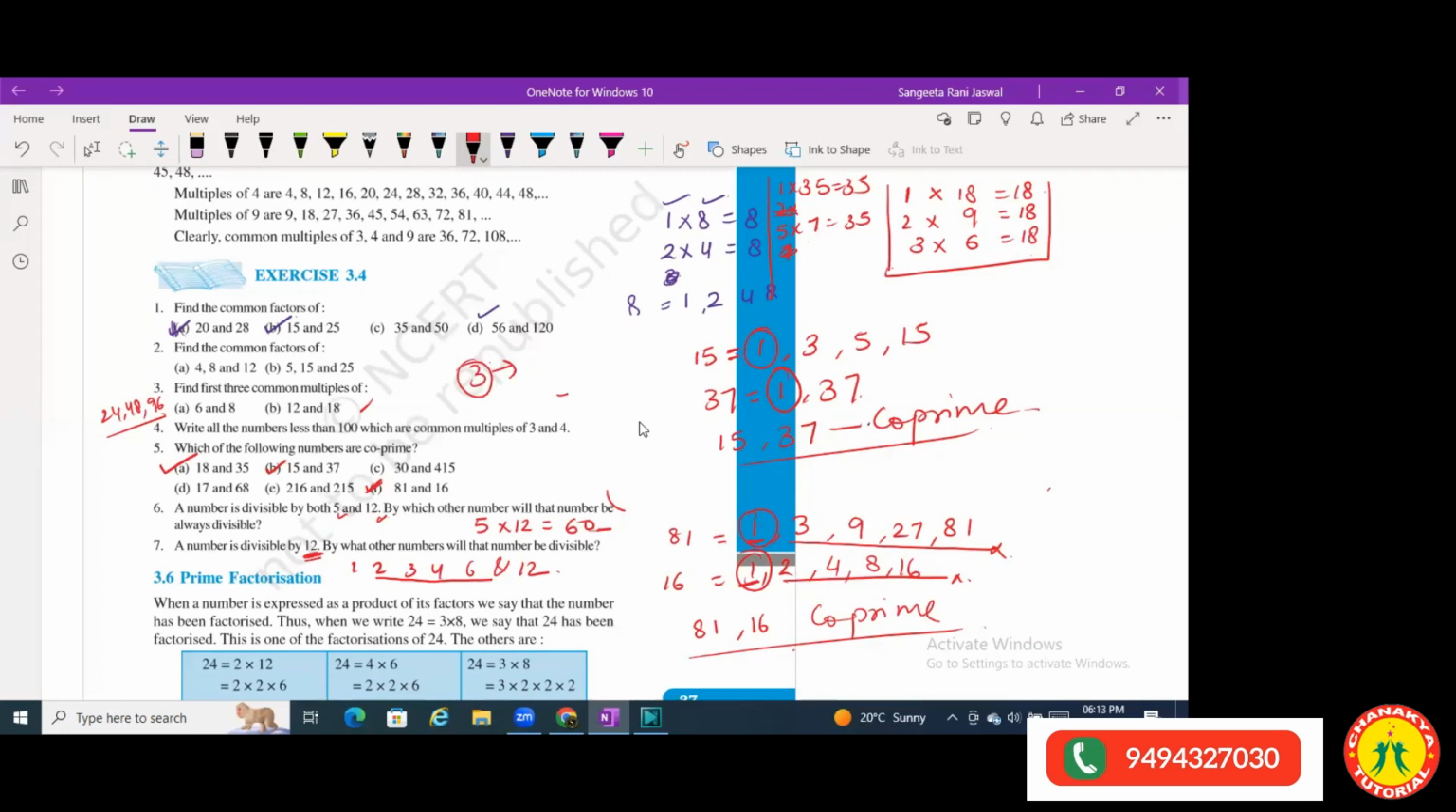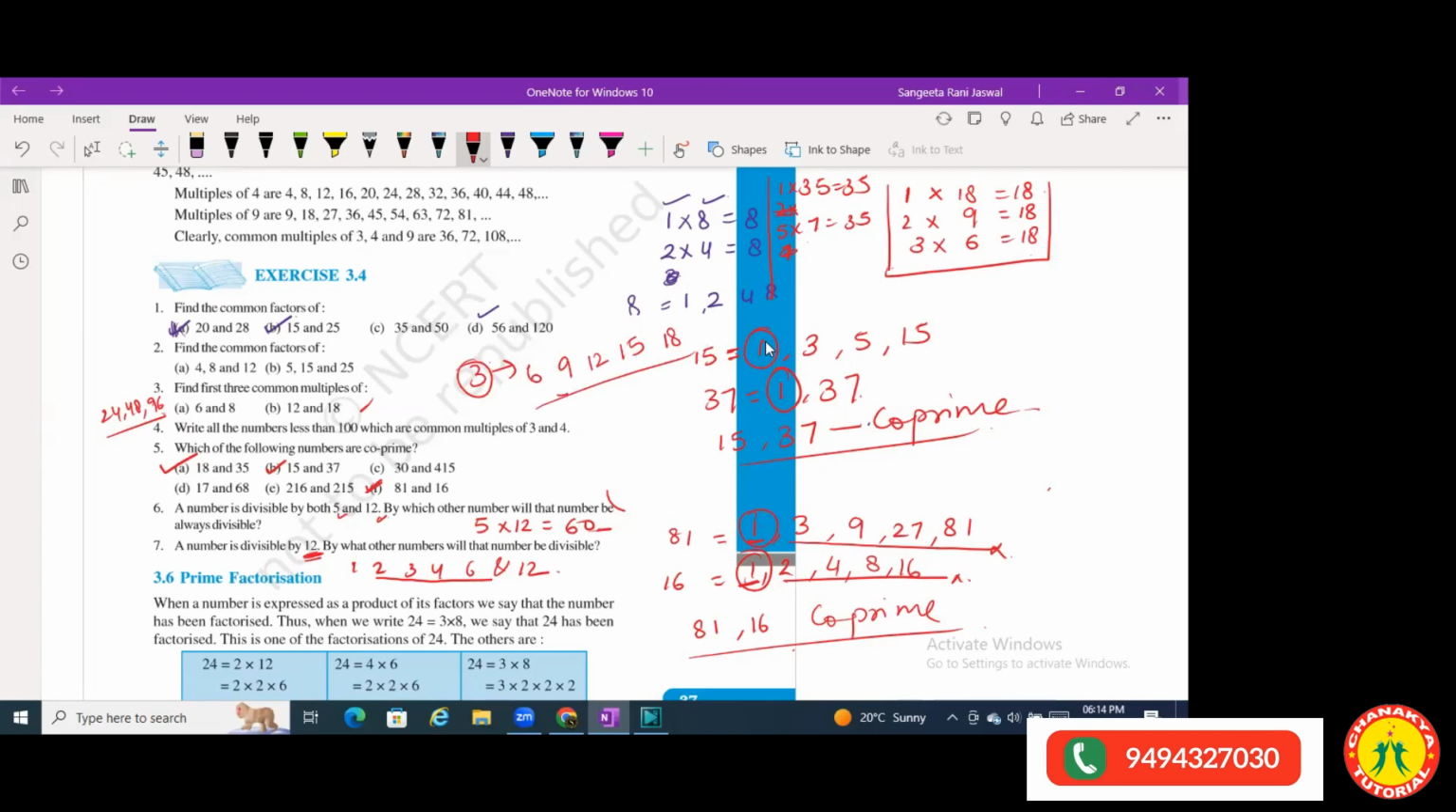First 5 multiples of 3. Just the table of 3. 3 ones is 3, 3 twos is 6, 3, 6, 9, 12, 15. These are the first 5 multiples of 3. So whatever comes in the table of that number is a multiple of 3, and 3 is a factor of all its multiples.